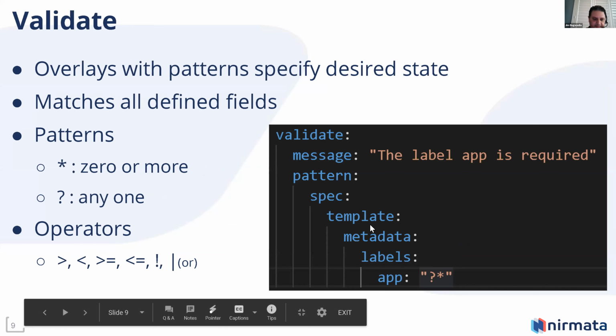A validate is also pretty straightforward. This simple example shows that if you want to require a label, which is an app label, then you would write a policy in this manner, and you write a validate rule. In addition to these wildcards, other operators that you can use would be arithmetic type operators for numbers, and then not, and, or type operators for other logical conditions.